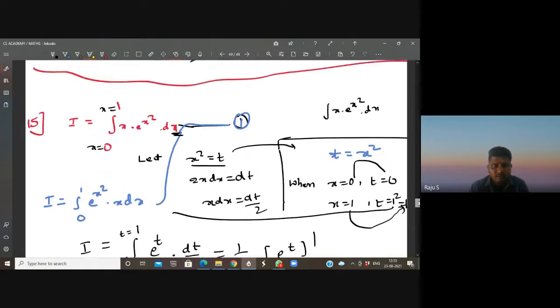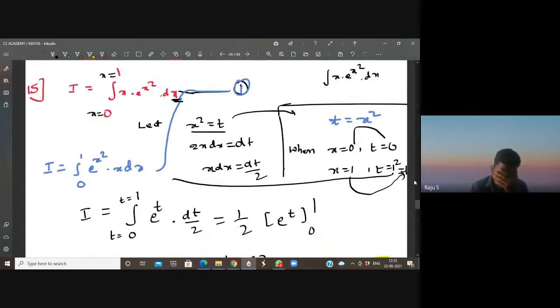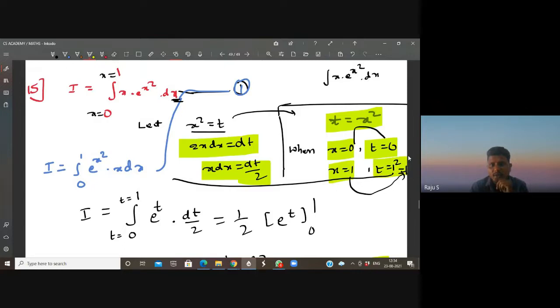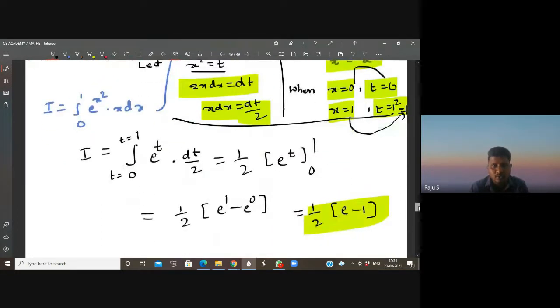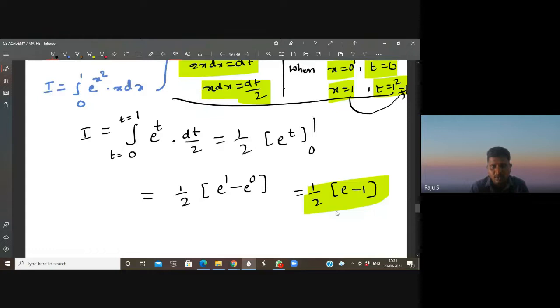Once again, here I have taken x square is equal to t, then differentiated: 2x dx is equal to dt, x dx is equal to dt by 2. Fine, we have to change the limits also. When t is equal to x square, when x is equal to 0, t also 0. When x is equal to 1, t also 1 square is equal to 1. So 0 to 1, e power t dt by 2. So 1 by 2 you can take outside, e power t from 0 to 1. So e power 1 minus e power 0.